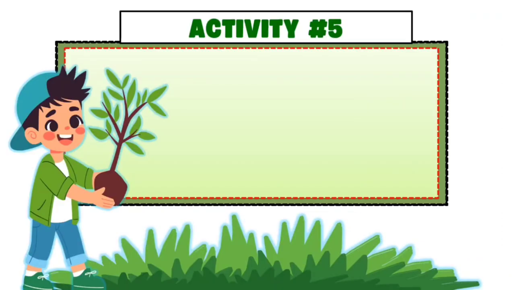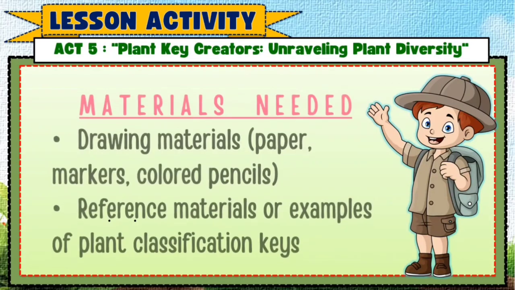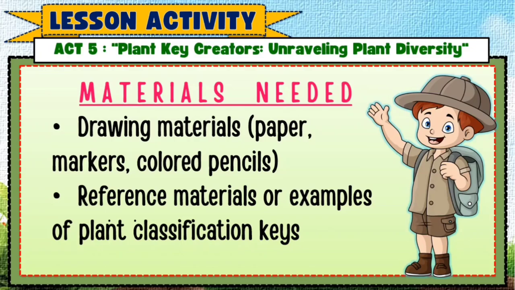Day 4. Activity number 5. Plant key creators: unraveling plant diversity. Materials needed: drawing materials, paper, markers, and colored pencils. Reference materials or examples of plant classification keys.